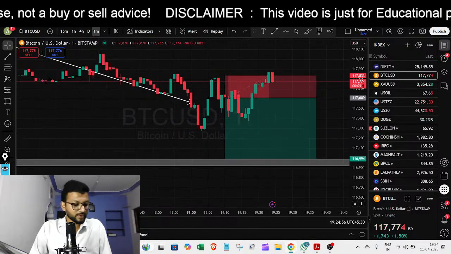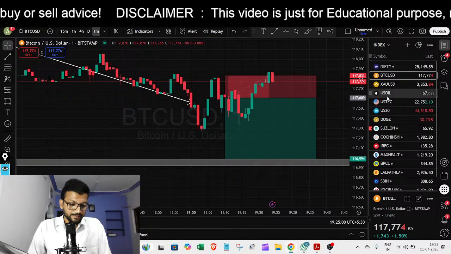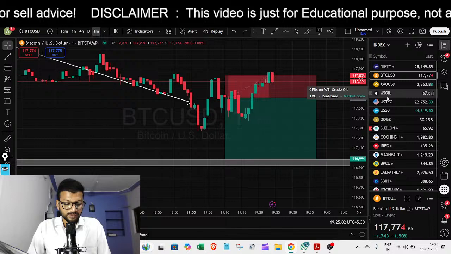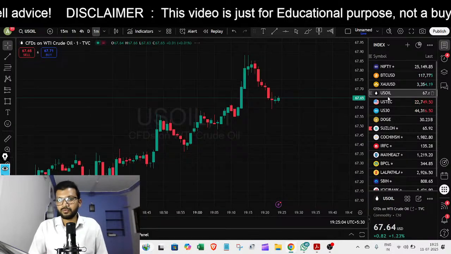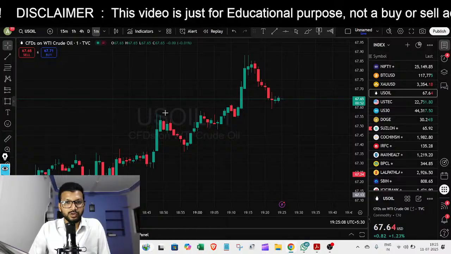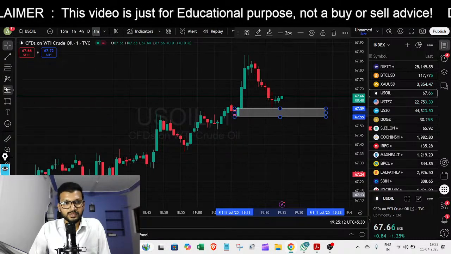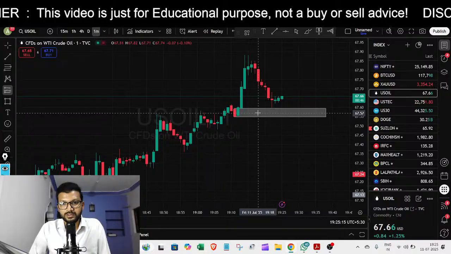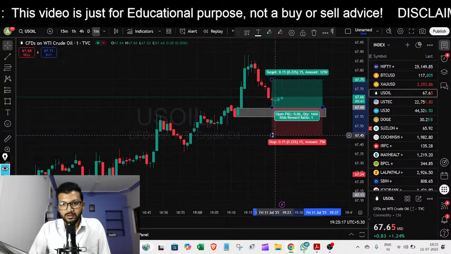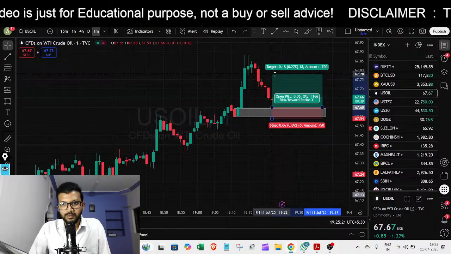Okay, so we have given our SL. Now let us look for any other trades if you find a proper setup. Okay, in US oil we are seeing an order block and a proper setup. If you trade on this order block setup and keep SL below this order block, the target must be 1:3.